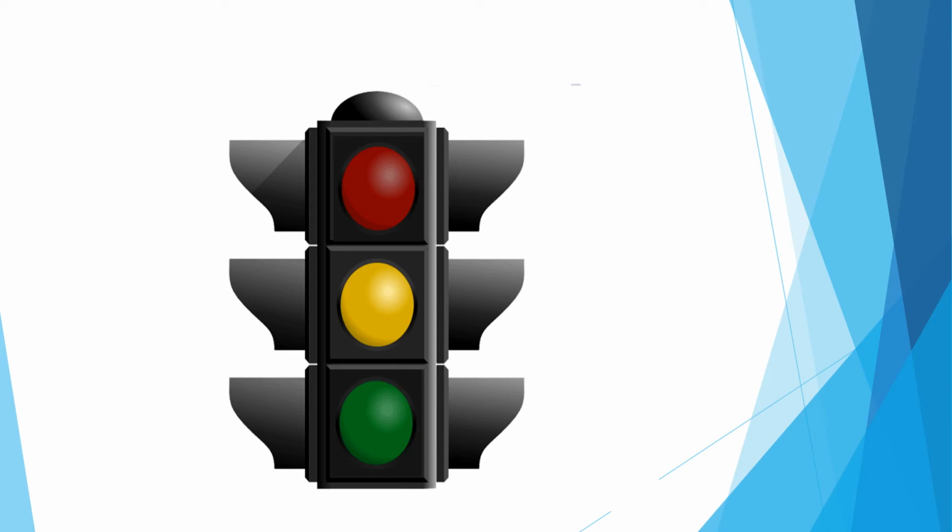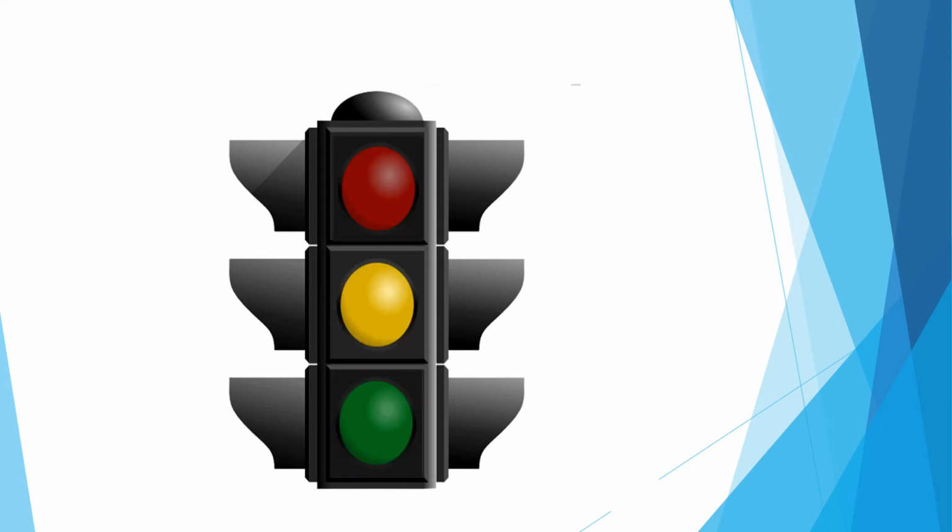Yes. Now how many colors are there in the signal light? There are three colors of light. Red color light, yellow color light and green color light. Yes, there are three colors in this signal light. Red, yellow and green.